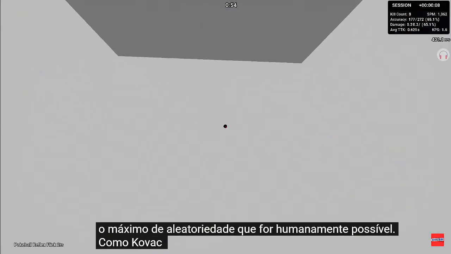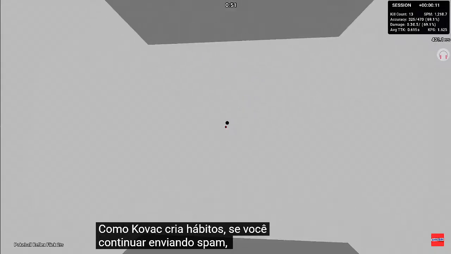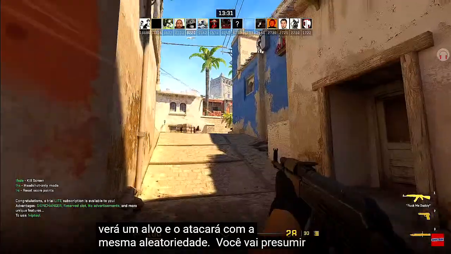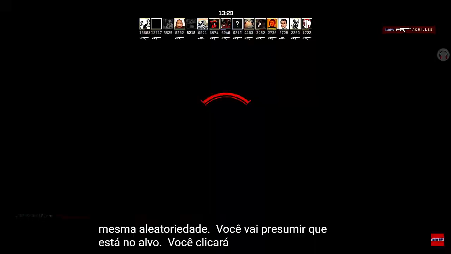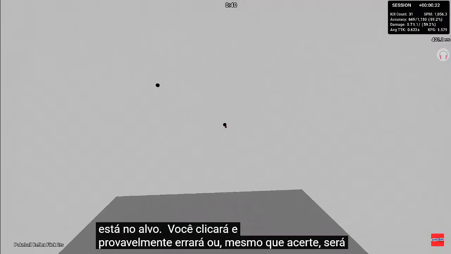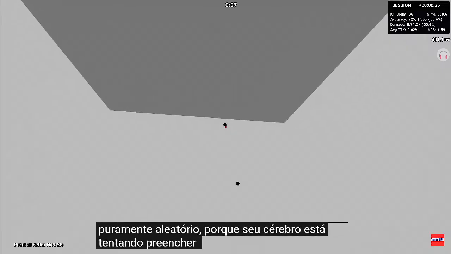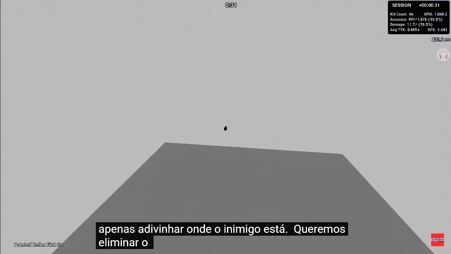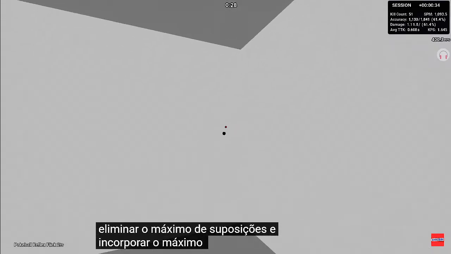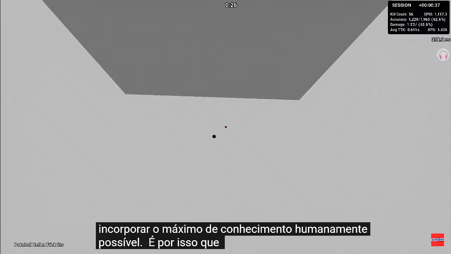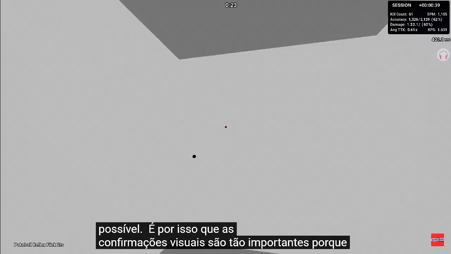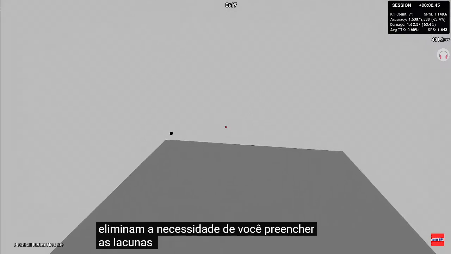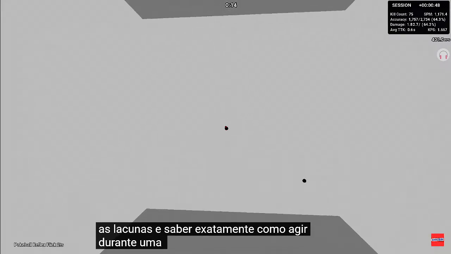Because Kovaak's is a habit builder, if you keep spamming, you'll then go into game, see a target, and attack it with the same form of randomness. You'll assume you're on target, you'll click, and most likely miss, or even if you hit, it will purely be random, because your brain is trying to fill in the gap and just guess where the enemy is. We want to eliminate as much guessing and incorporate as much knowing as humanly possible. That's why visual confirmations are so important, because they remove the guessing factor. They remove your brain's need to fill in the gaps and help you know exactly how to flick during a specific situation.